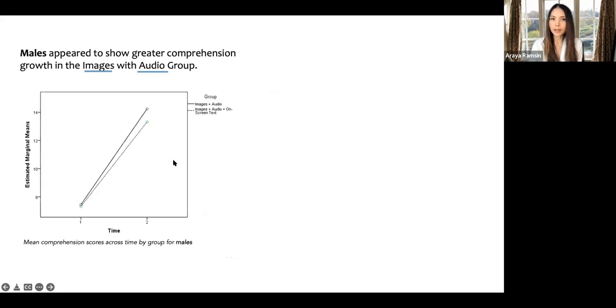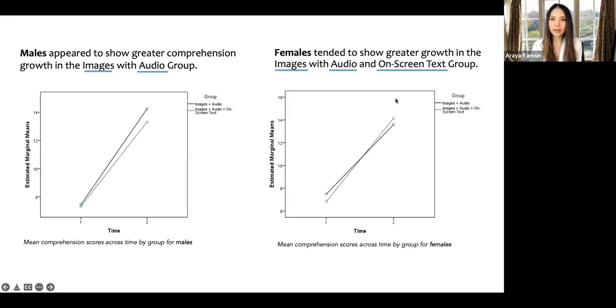Now this one is for males. If you look at this figure, you can see that males appear to show greater comprehension growth in the images with audio group. And then this one is for females. As you can see here, females tended to show greater growth in the images with audio and on-screen text group.